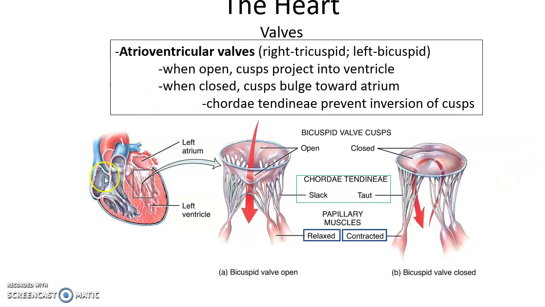When blood is going from the atrium to the ventricle, the valve will be open and blood will easily pass through into the ventricle. Then, when the ventricle contracts and starts to push blood out of itself, the valve will close. The flaps, the cusps will come together, blocking blood from going back into the atrium. And the chordae tendineae, those little strings, are what help keep the flaps from inverting. So they prevent that inversion so that the valve is able to effectively prevent backflow into the atrium. We don't want that. That would not be very efficient.